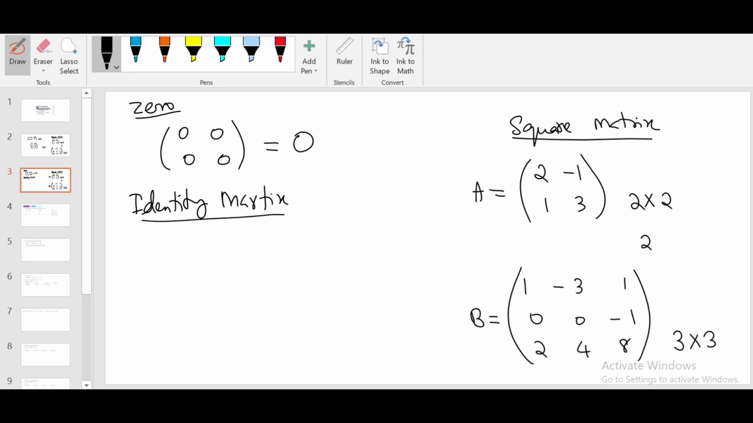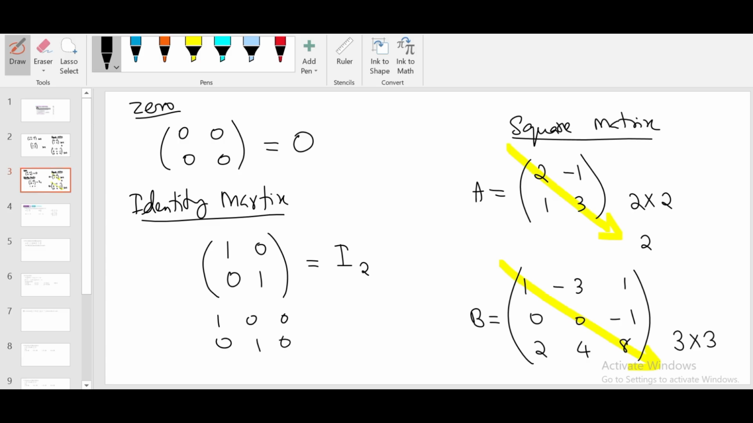The identity matrix is this. It's a square matrix. Listen to me carefully. It's a square matrix with the leading diagonal 1. All the values in the leading diagonal, the leading diagonal is this actually, all the elements in the leading diagonal are 1. The rest of the elements are 0. And it should be a square matrix. It's denoted by I. The order is 2 here, I2. If it's I3, it's going to be 1 0 0, 0 1 0, 0 0 1. It's called the identity matrix.